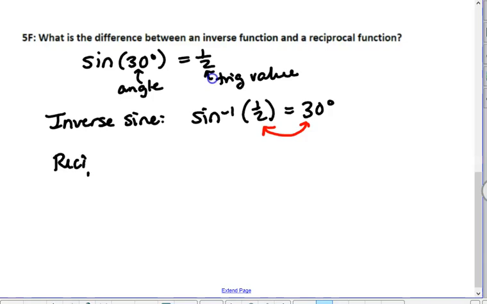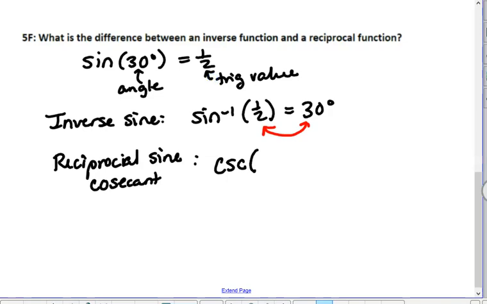What about a reciprocal sine function? Well, reciprocal sine is cosecant, abbreviated CSC. So I'm going to write down CSC. Now what goes into the reciprocal function is still an angle, but what comes out is the reciprocal of the trig value. So instead of saying opposite over hypotenuse, we have hypotenuse over opposite. So the reciprocal function creates a reciprocal trig value.